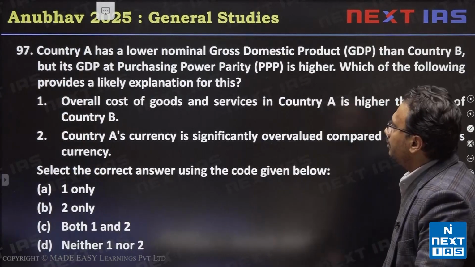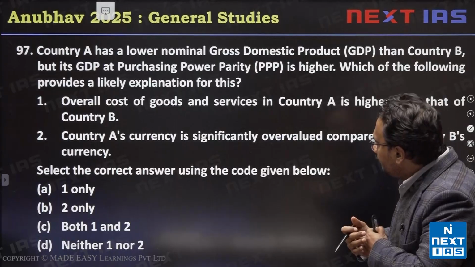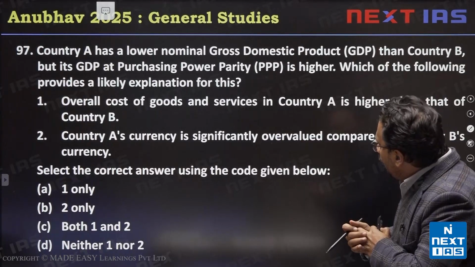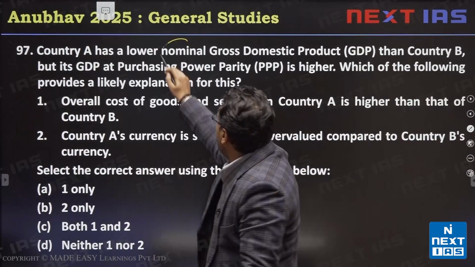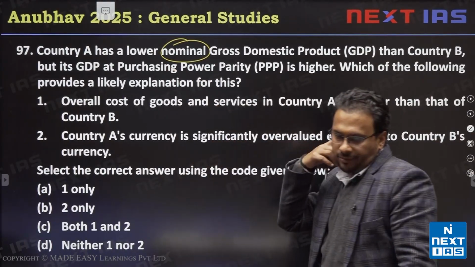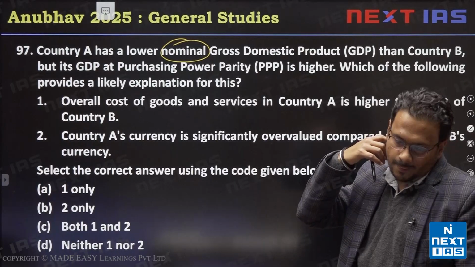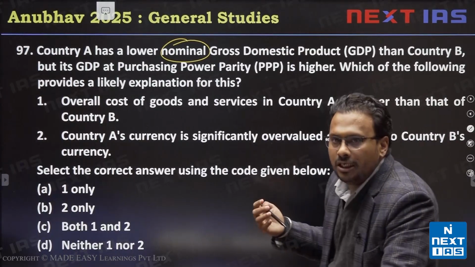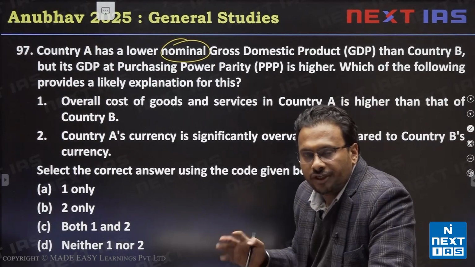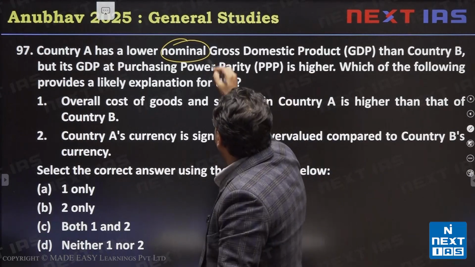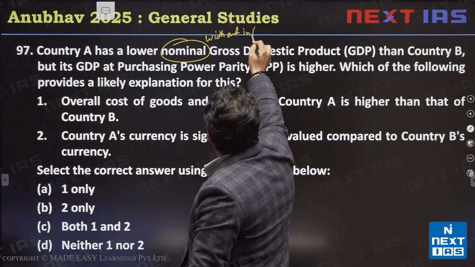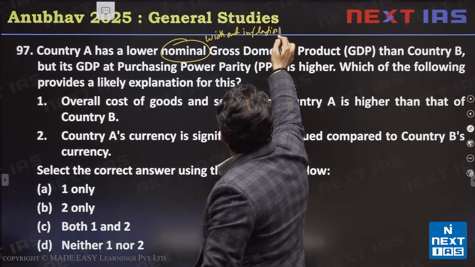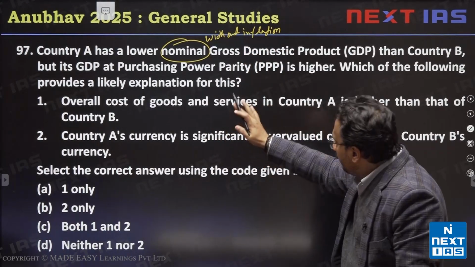Let's move to another question, that is question number 97. Country A has a lower nominal gross domestic product. Nominal means the GDP without adjustment for inflation. Simple, right? Nominal means without inflation. Right? I say that it has a lower.